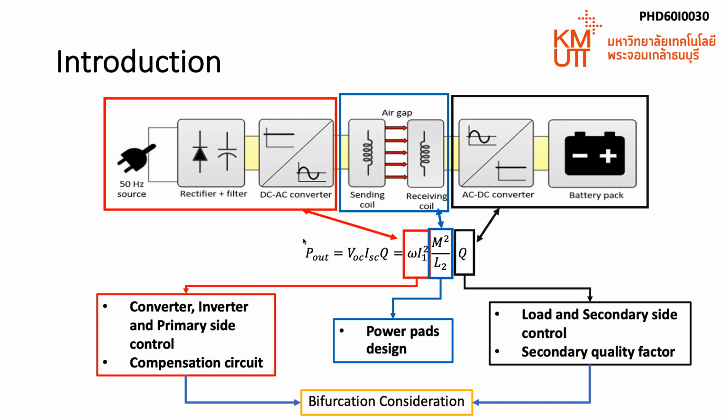So the output power depends on three parts: the frequency and the coil current, which are related to the converter, inverter, primary side control, and the compensation circuit; the mutual inductance and the secondary coil inductance, where many publications provided coil design to maximize the mutual inductance; and finally the load quality factor, which is related to the secondary side control. Some publications introduced a converter on the secondary side, which can maintain the output voltage under air gap distance variations.